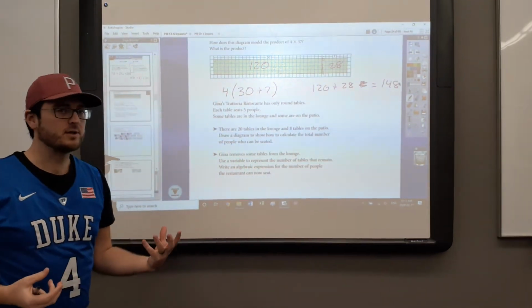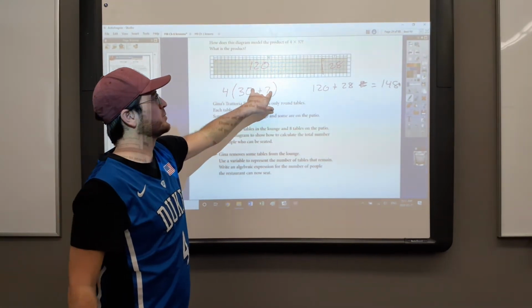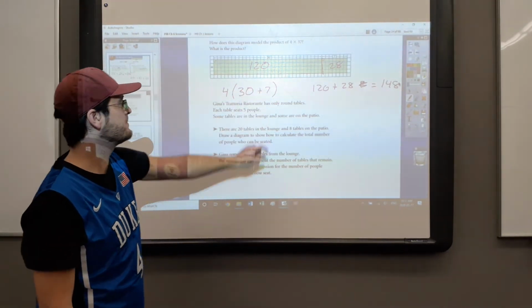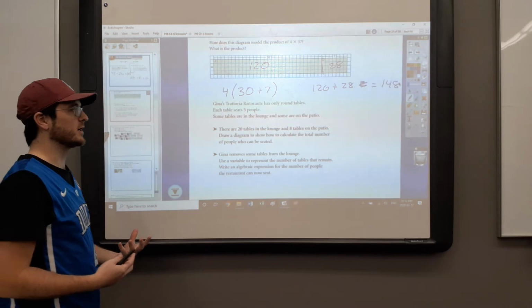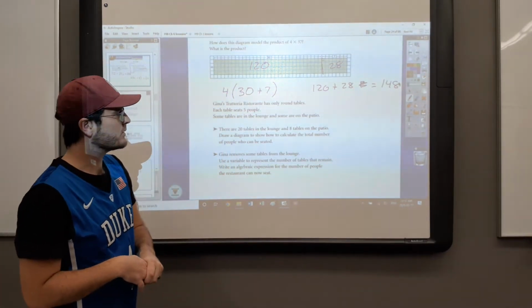So what we've basically done here is the distributive property. We've taken this 37 and we split it up into 2 terms, okay? And so we're going to be using and working with that idea in this section 6.4.